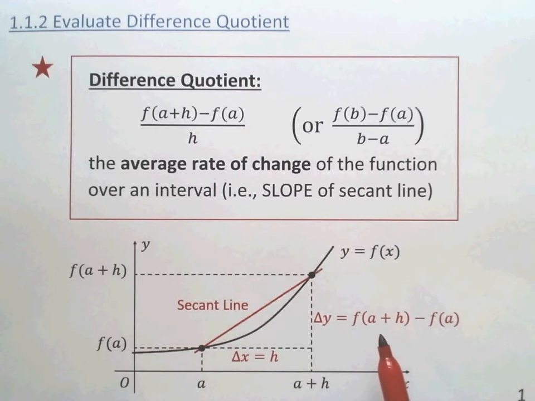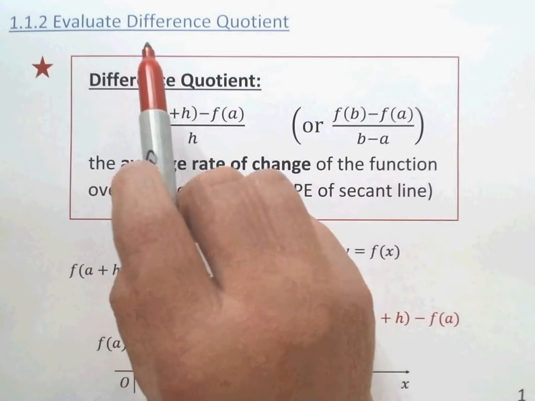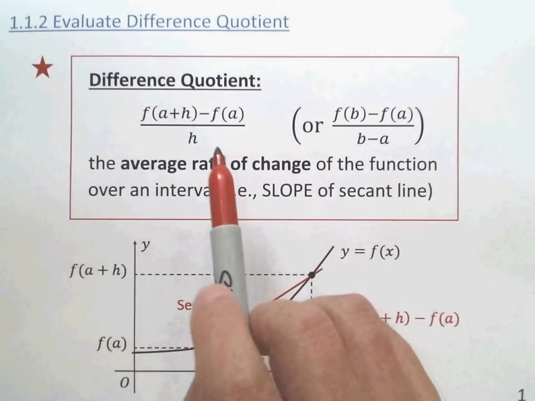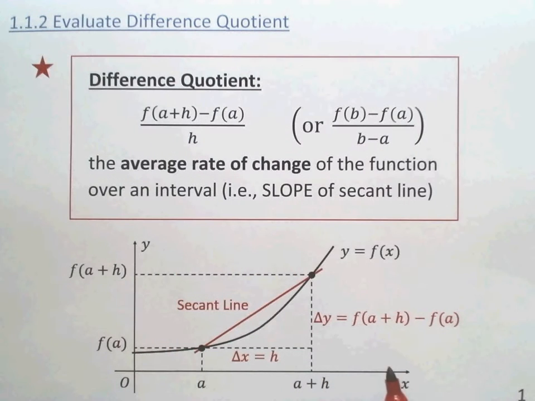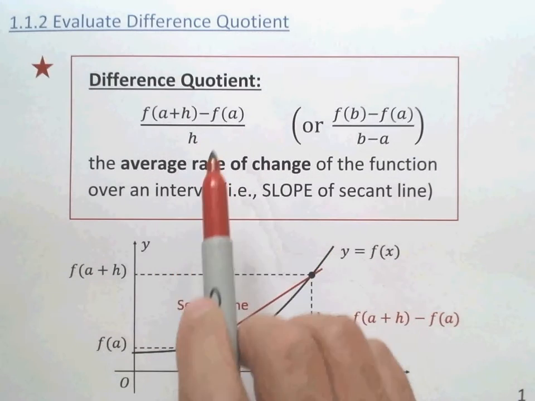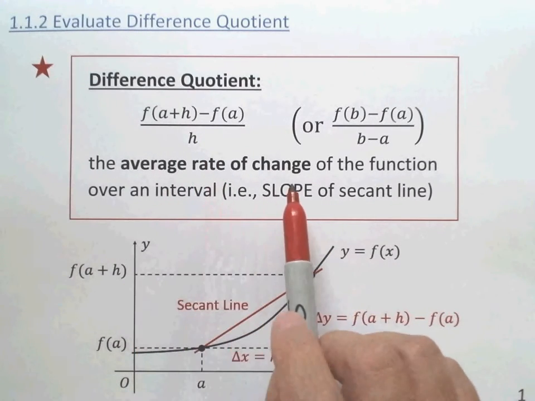In this lecture, we're going to evaluate the difference quotient. The difference quotient is a very important concept when we define the derivative in calculus, in Calc 1. The definition of the difference quotient is the average rate of change of the function over an interval.